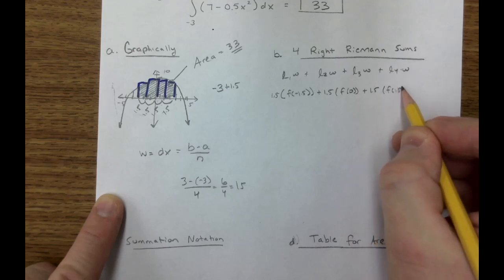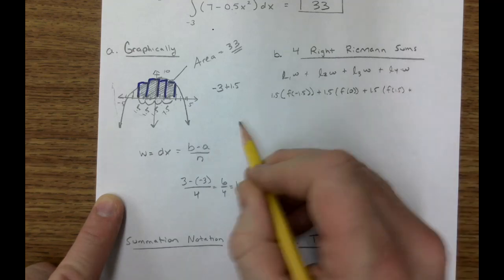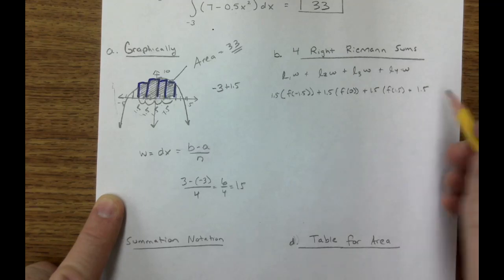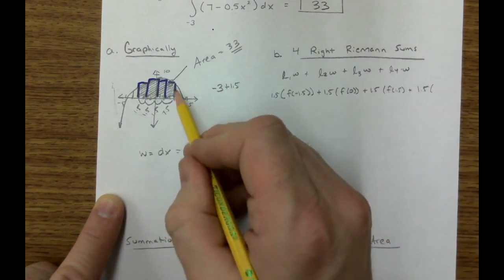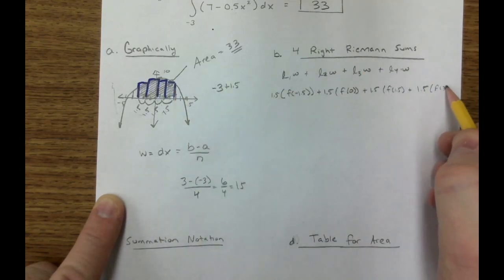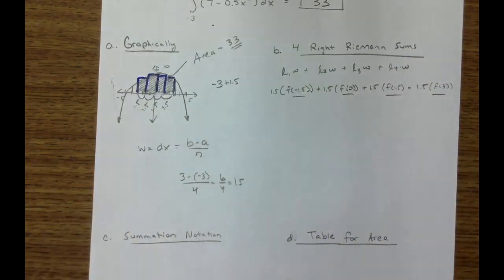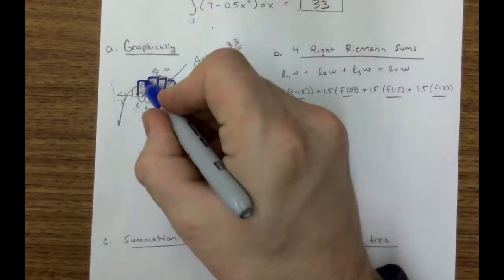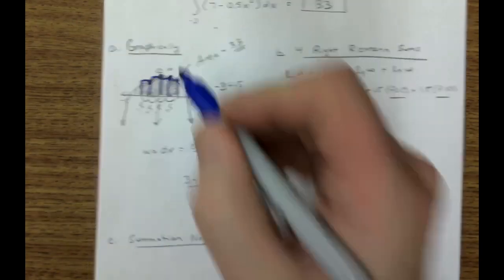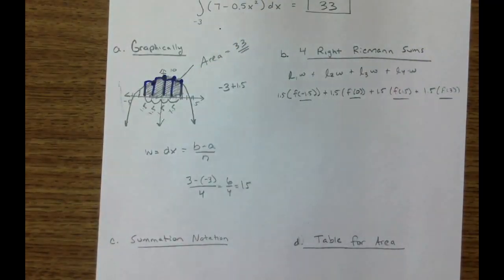And the last one, same width. But where am I at now? Well, I'm at this endpoint, so I'm at f of 3. So I have those values there. Those are my 4 points. Those are the coordinates of this point, this point, this point, and that point. Those are all those coordinates.